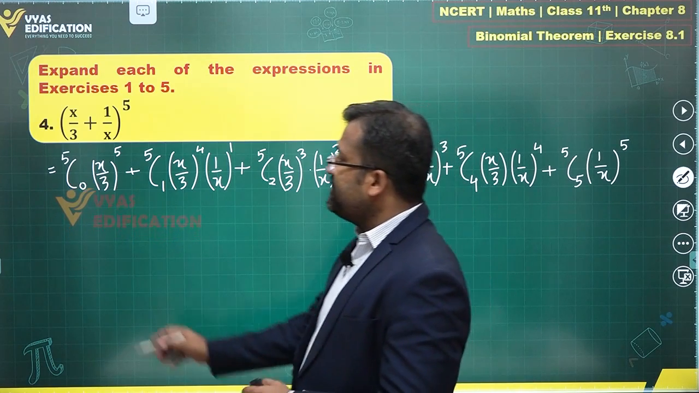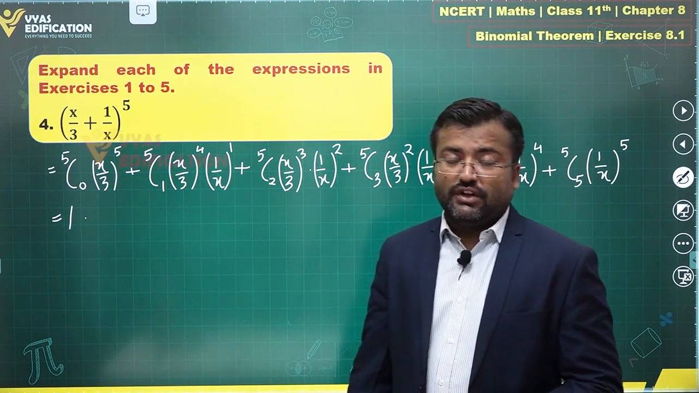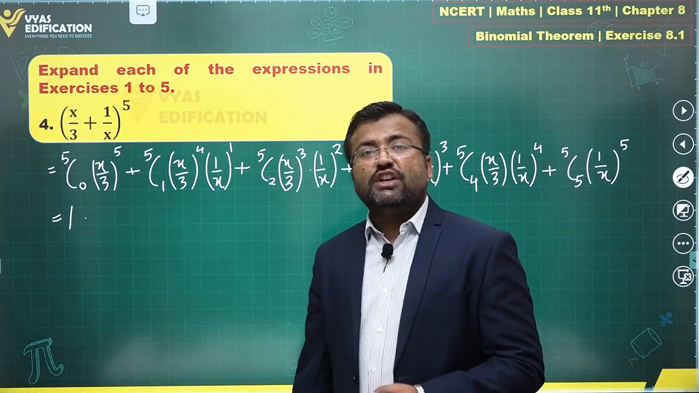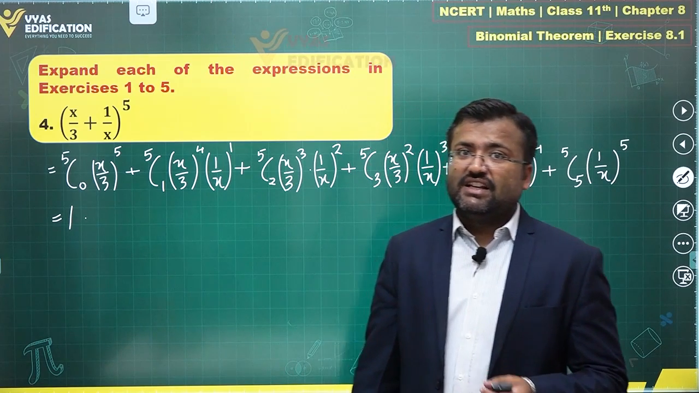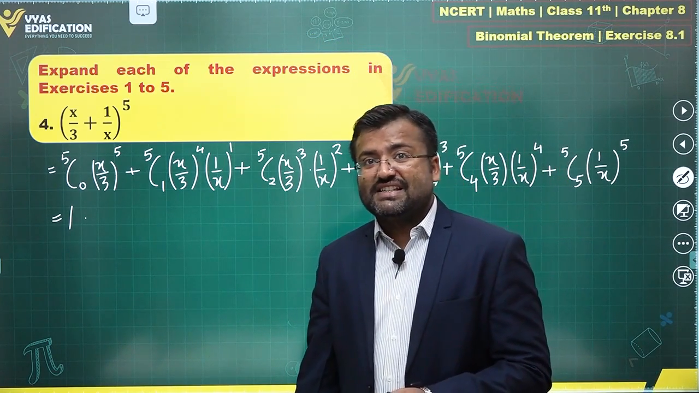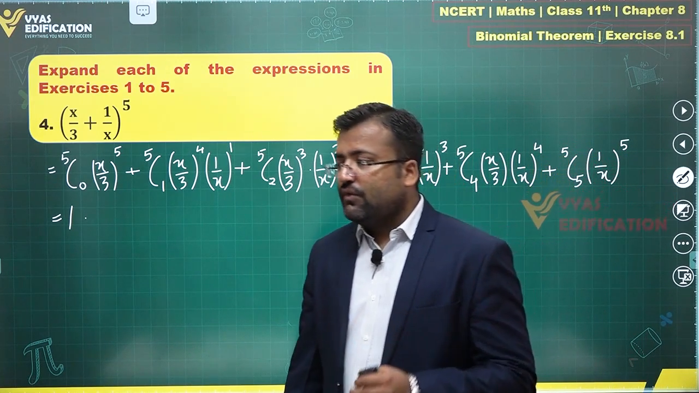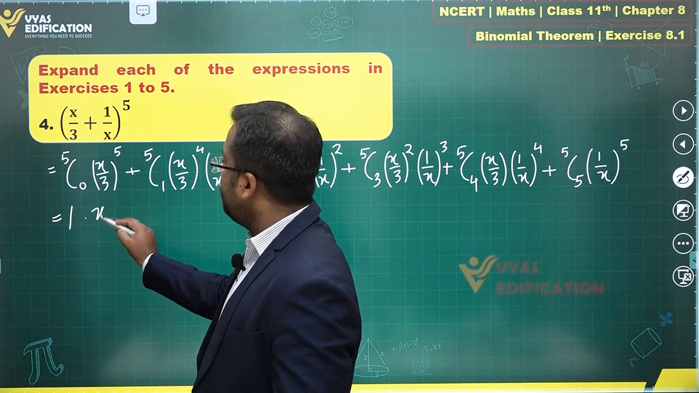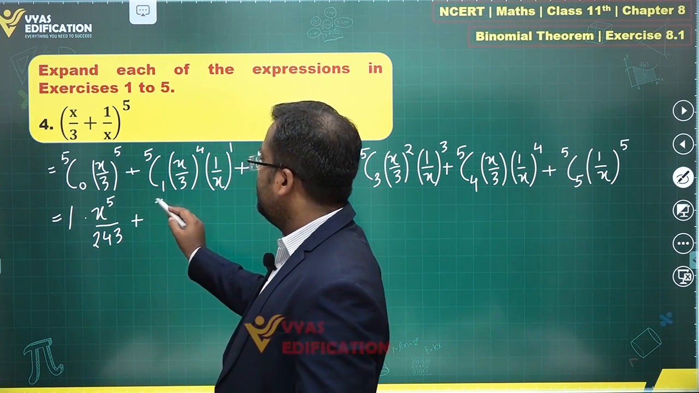What is 5C0? 5C0 is simply 1. What is x by 3 whole power 5? Now for that we should be aware of what is 3 power 5. Let's find 3 power 5. 3 power 1 is 3, 3 power 2 is 9, 3 power 3 is 27, 3 power 4 is 81, 3 power 5 is 243. Yes. So this is x power 5 over 243 plus this is a 5.